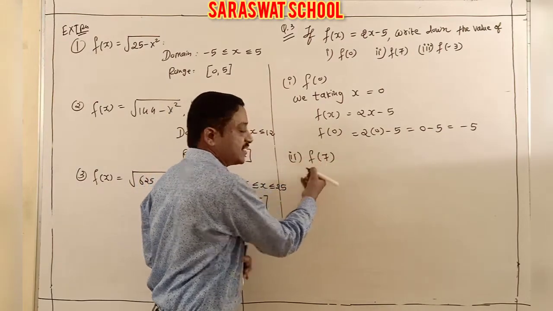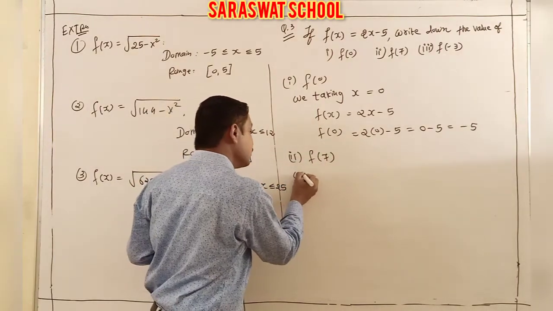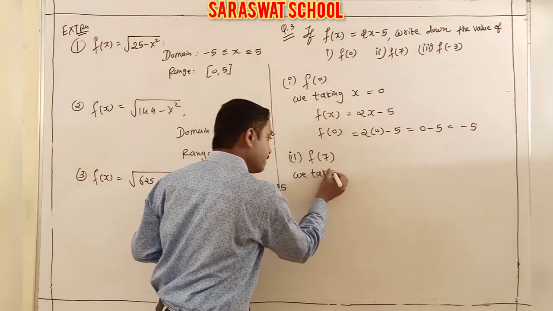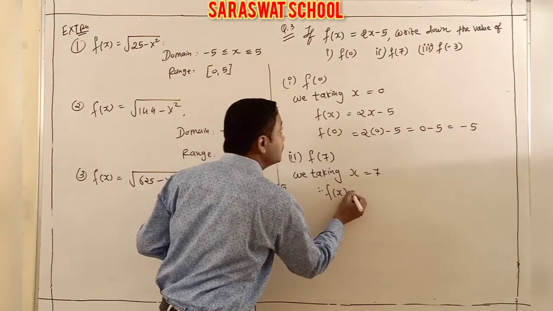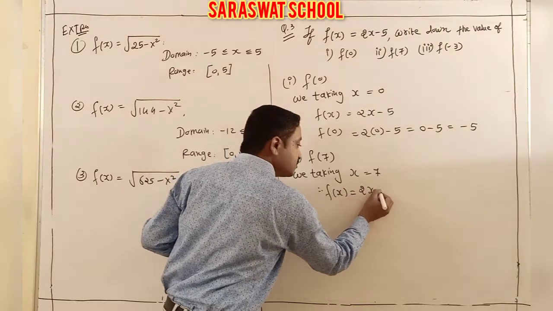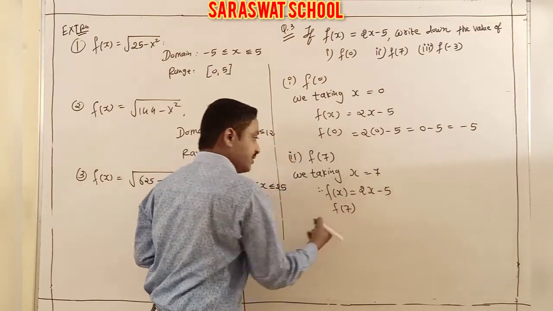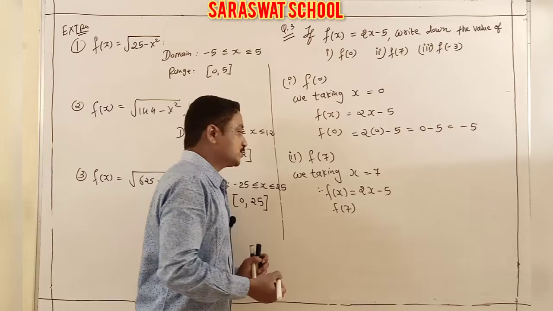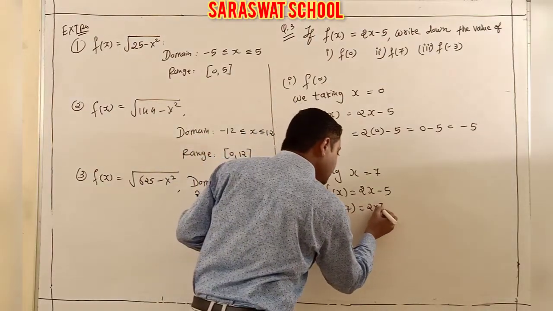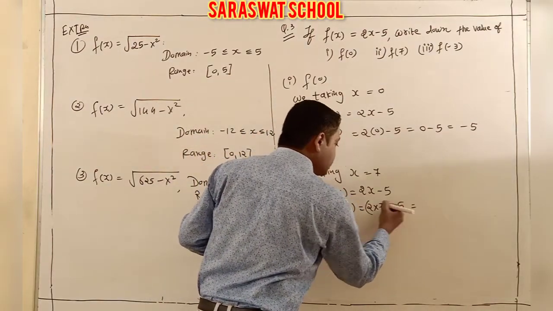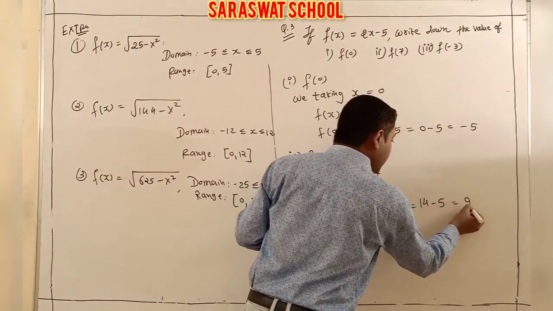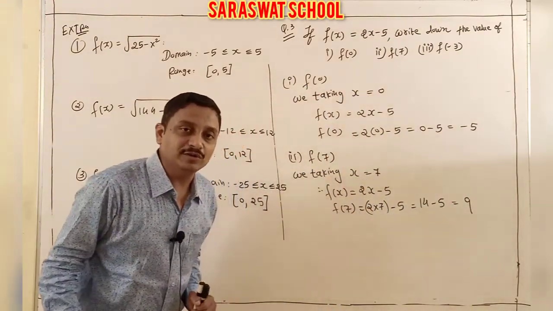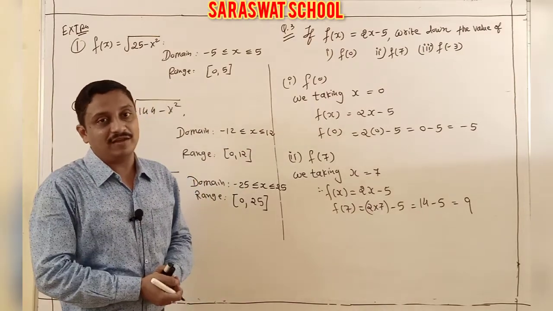Second I asked you f7. So very easy. We take x equal to 7 in the fx. Our fx is 2x minus 5, so f7. Yes, I hope students you understood. 2 into 7 minus 5. 2 times 7 is 14, minus 5 is equal to 9.